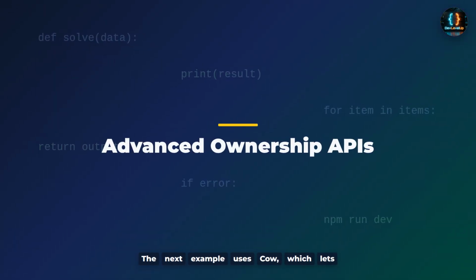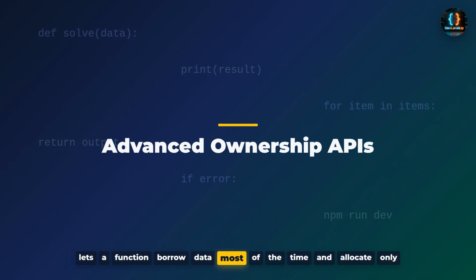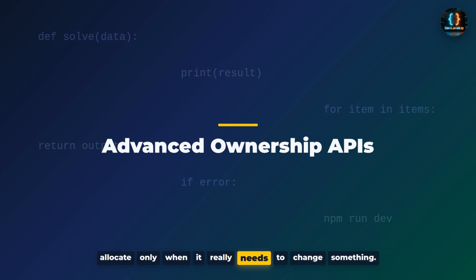Now we move into APIs that feel flexible without hiding ownership rules. The next example uses Cow, which lets a function borrow data most of the time and allocate only when it really needs to change something.